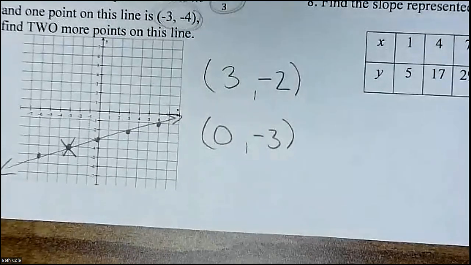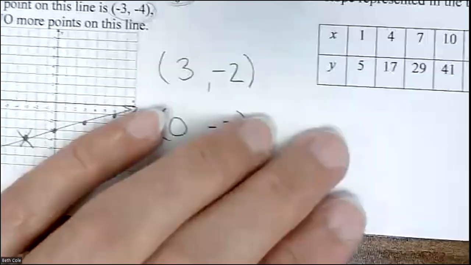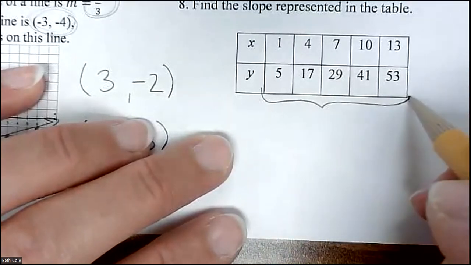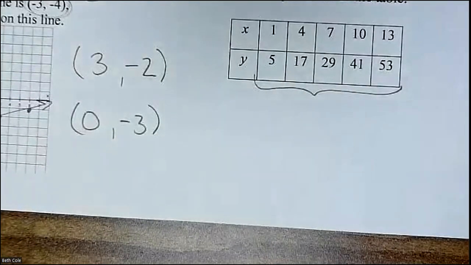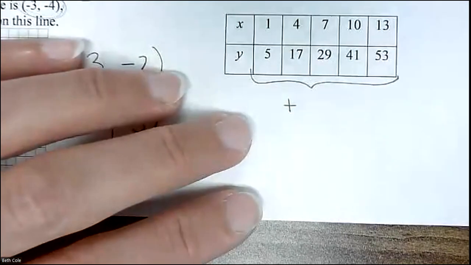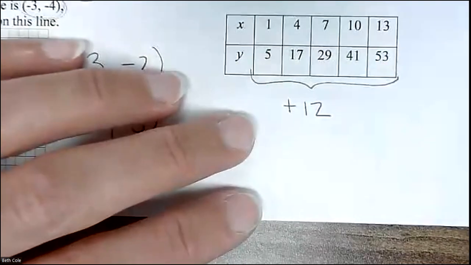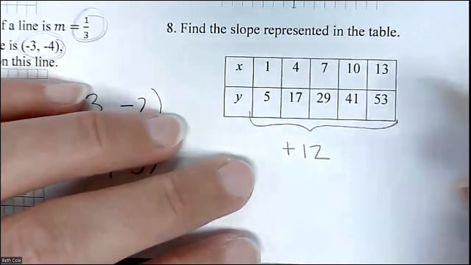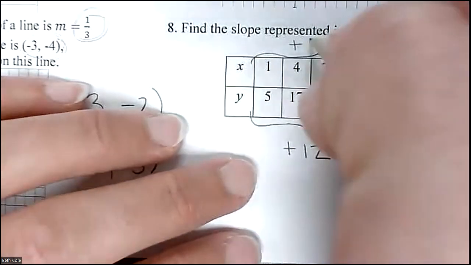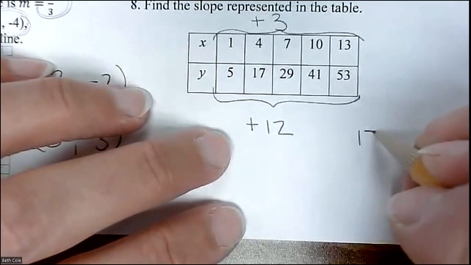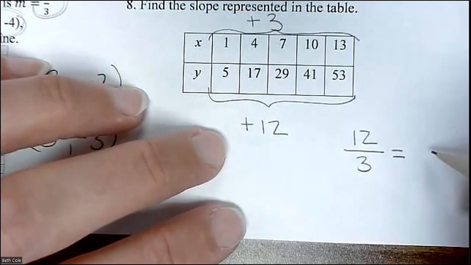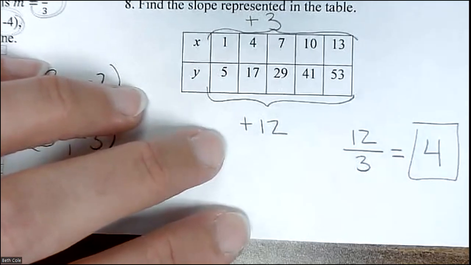But remember when we did the quizzes thing? A lot of people were getting them backwards. You have to do Y first, then X. So, hey guys, look at these numbers. It's a pattern. 5, 17, 29, 41, 53. What are you adding each time? 12. And then look at the X's. What are you adding each time there? 3. So it would be 12/3. Now that reduces: 12 divided by 3 is 4.